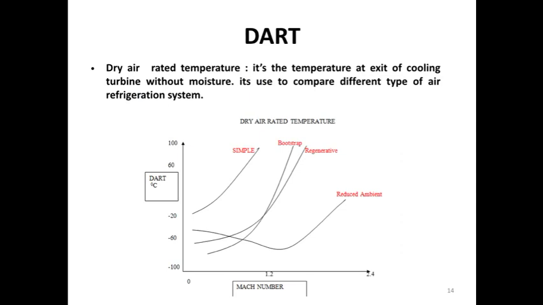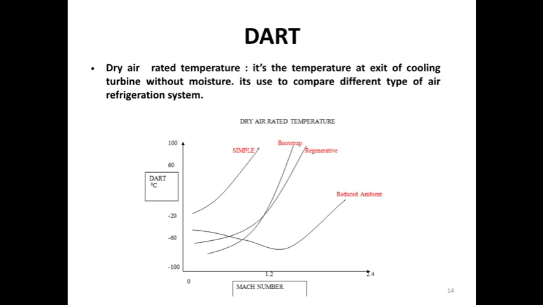The next term is the DART. DART is generally used to compare the different types of aircraft refrigeration systems, and its full form is dry air rated temperature. By definition, it is the temperature at the exit of the cooling turbine without moisture. I am repeating once again, it is the temperature at the exit of the cooling turbine without moisture. It is used to compare different types of air refrigeration systems. Here you can see that with the help of the DART we can compare different aircraft refrigeration systems.